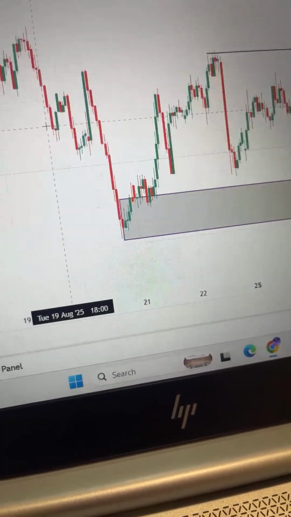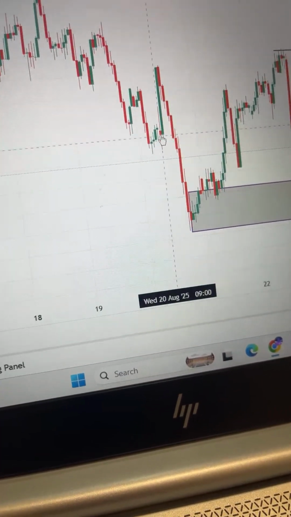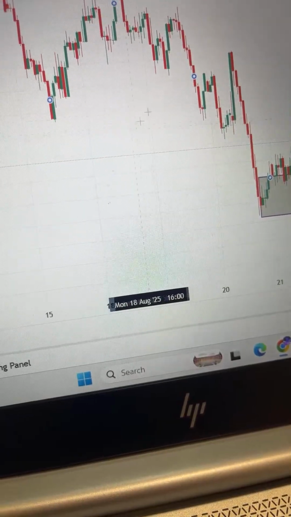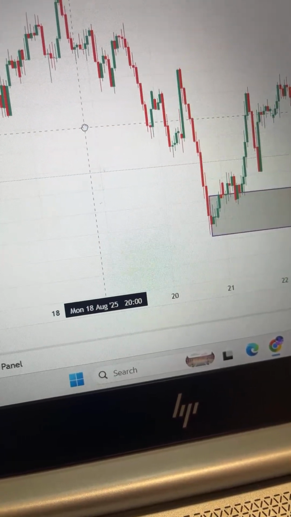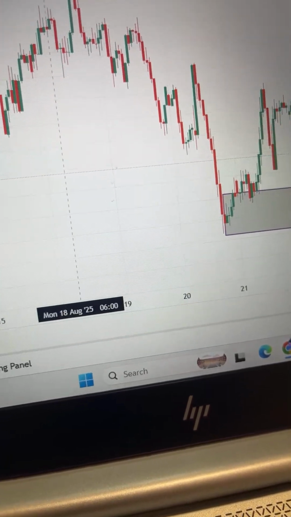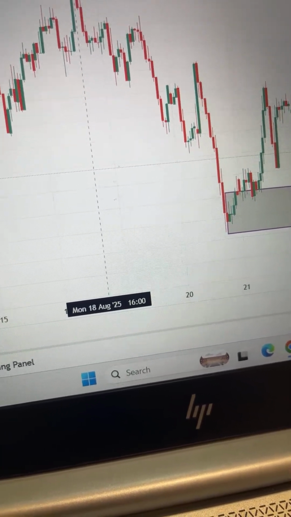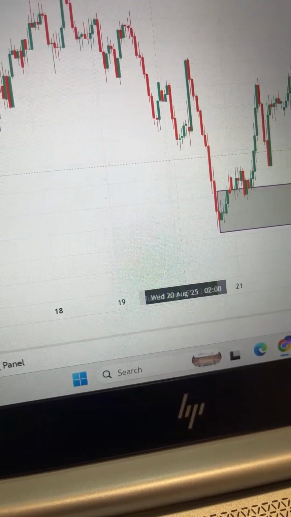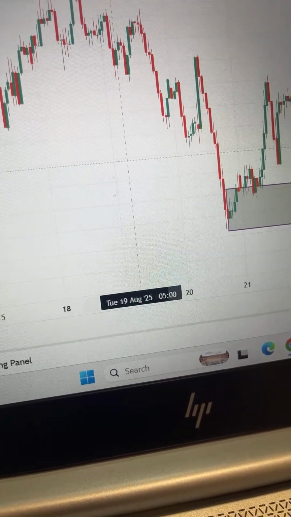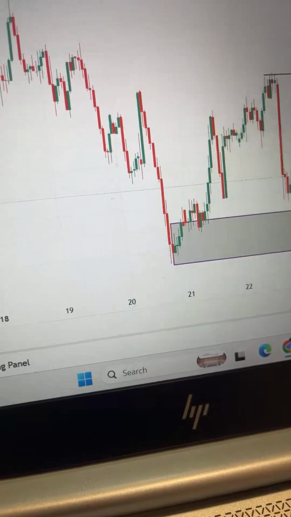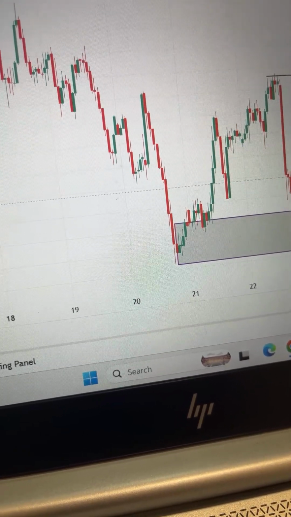Now let's look for another one. Here is one right here. So this is your order block. This from here. As you see, this is the last one. So this is our bearish order block now.